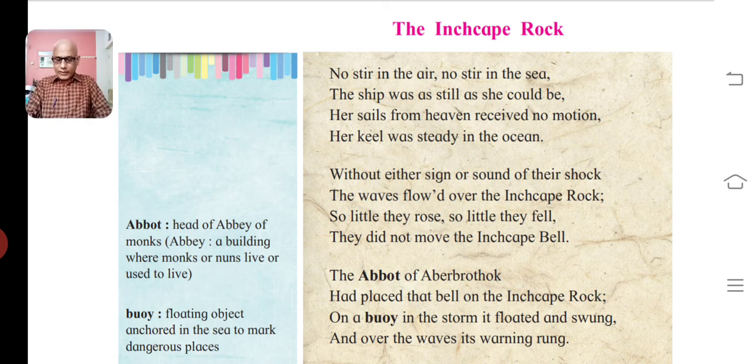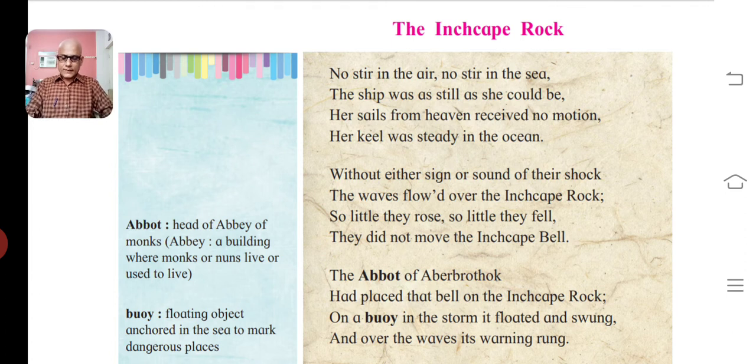Now see the next line. Without either sign or sound of their shock. In this line, the figure of speech is alliteration. How? Here, the sound of S is repeated pleasingly.